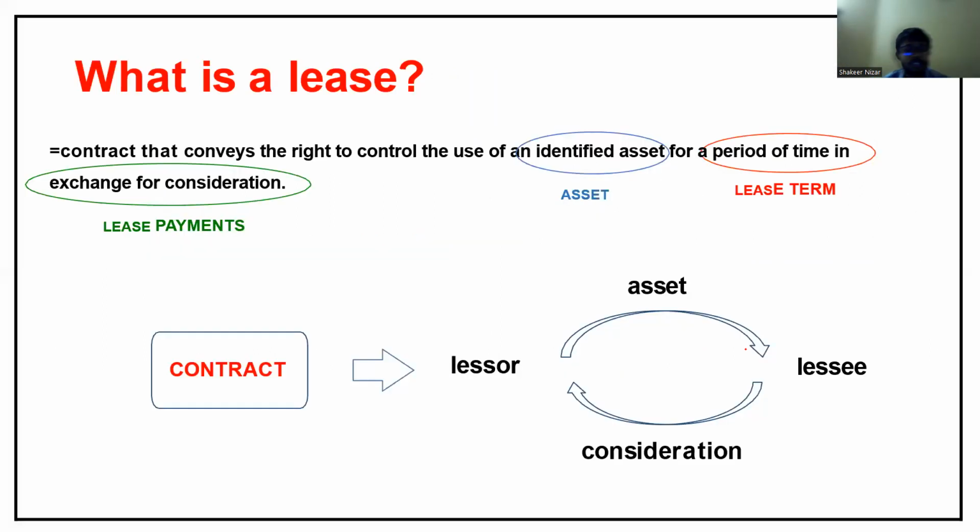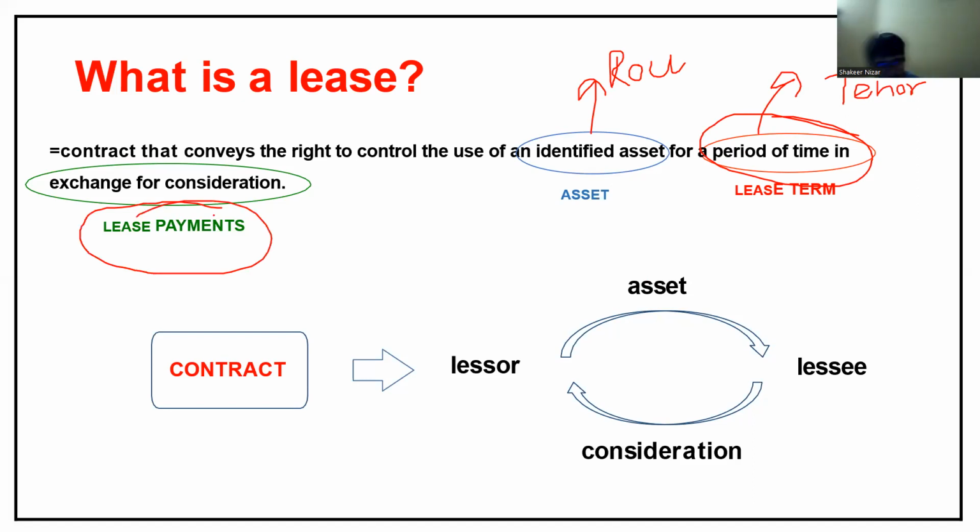What is a lease? A contract that conveys the right to control the use of an identified asset, that is what we call an ROU asset, for a particular period, which we call the tenor or lease term, in exchange for consideration. Also, we can't get it free; it should have commercial substance. The consideration is what we call the lease payment, right?